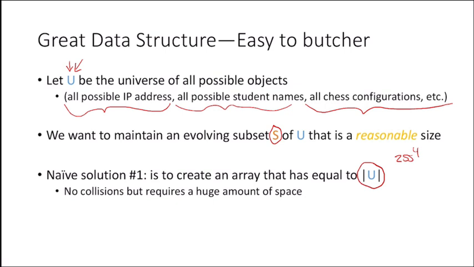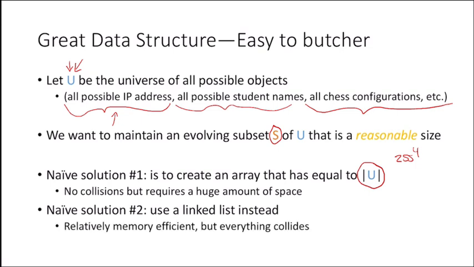On the opposite end, that would create no collisions, but we need to use a huge amount of space for our underlying array. Naive solution number 2 is to use a linked list instead. In that case, we only need one slot for each thing we want to store, but now we basically have a collision for everything. We're just storing everything in the exact same linked list, so we're not going to have constant time lookups.